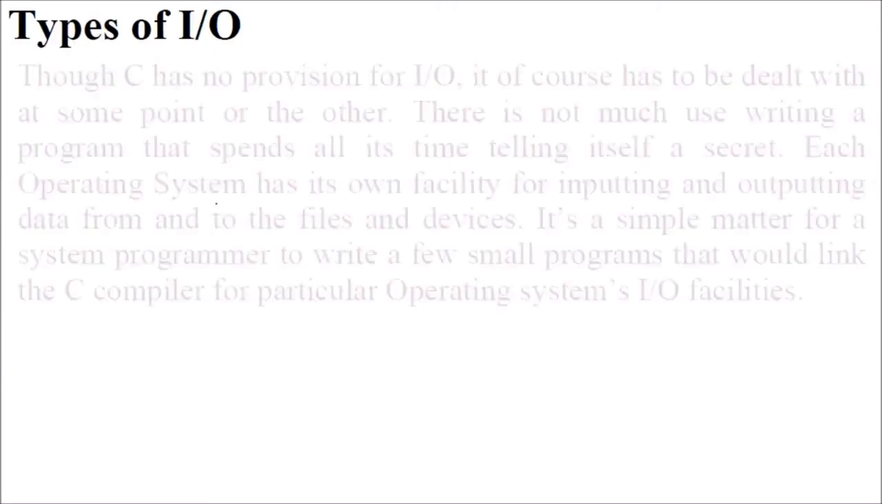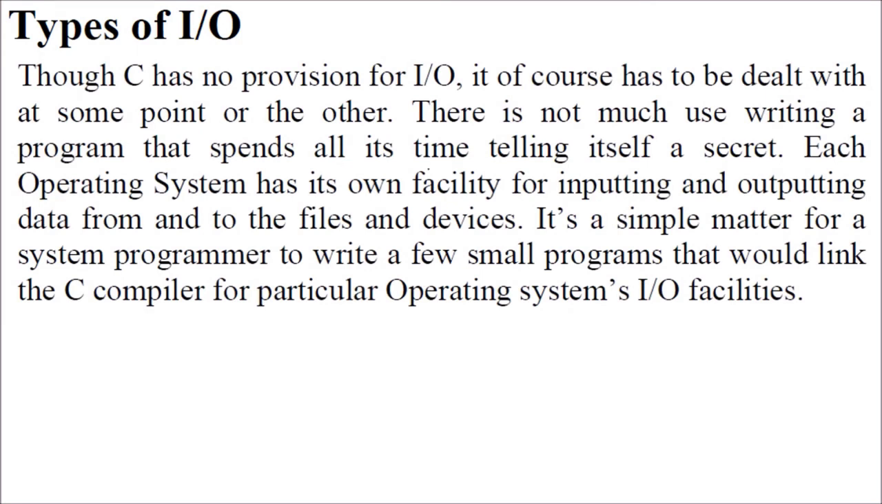So there are types of input output. The input can be from, say, the keyboard or from a file. The output can be to a file or to a visual display unit. The operating system has its own facility for inputting and outputting data from and to files and devices. C has done exactly that.